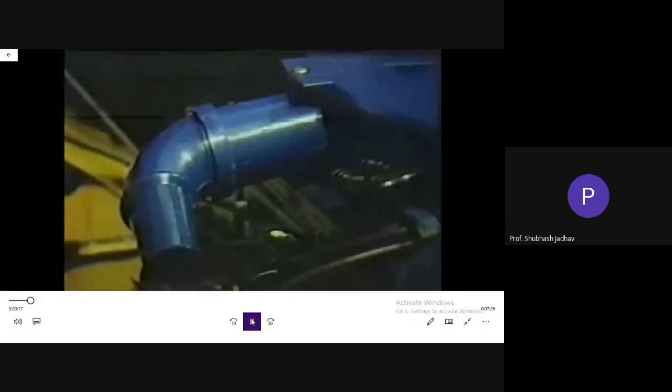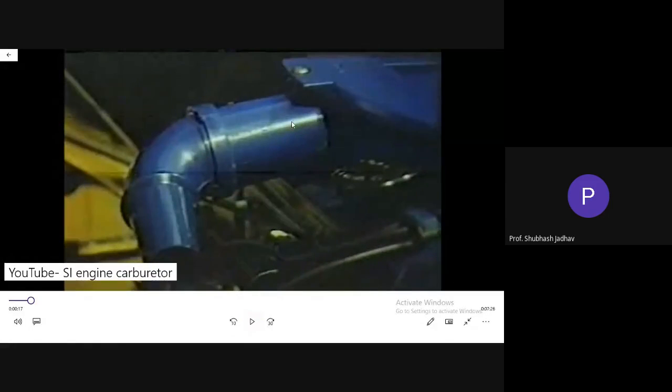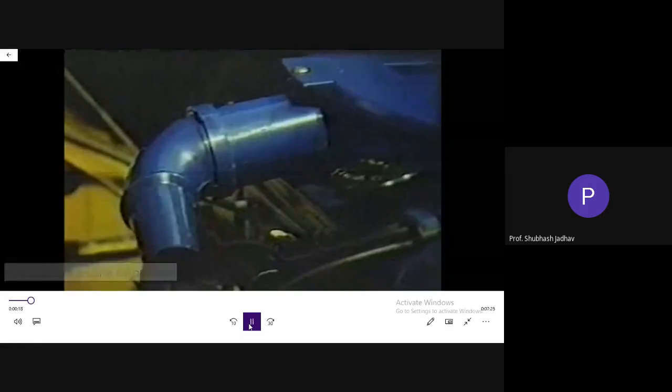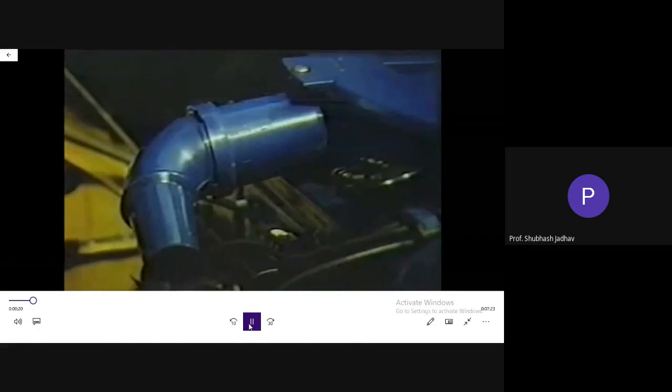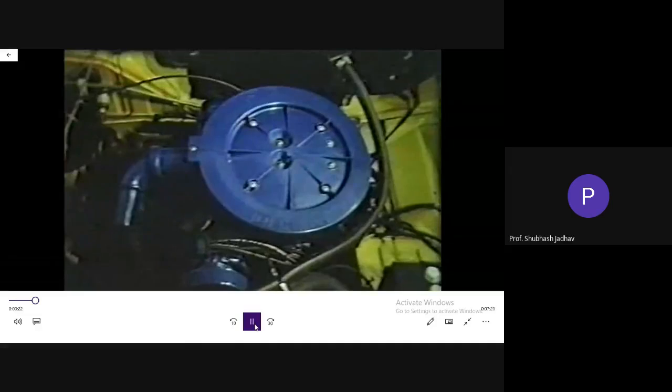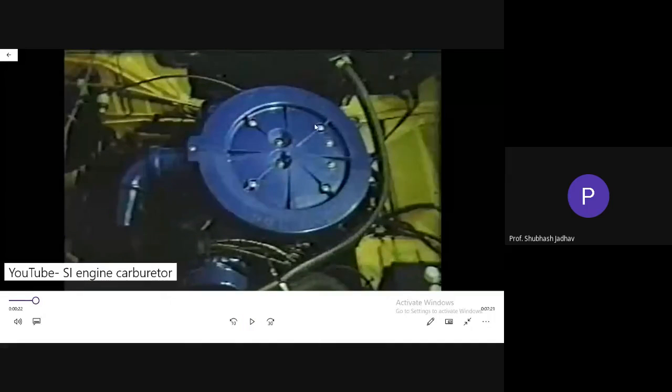Okay, so this is the air pipe taking the air to the filter. The air will be filtered from here, and then it will be supplied to the carburetor. So this is how air filters look like in the case of an engine. Preferably this is an oil bath type of filter.